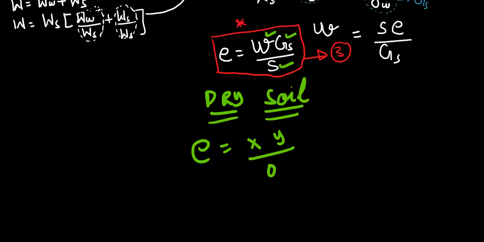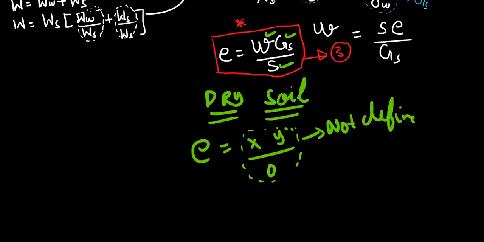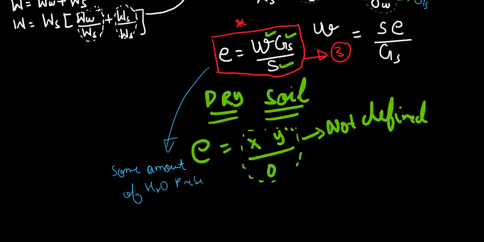So what is this thing? This particular term is getting transformed into not defined. Anything upon 0 is not defined. So you should always remember this. To apply this particular formula, there must be some amount of water present. You can definitely find the void ratio with other formulas also, but you cannot use this. Okay, I think this thing is clear to you.